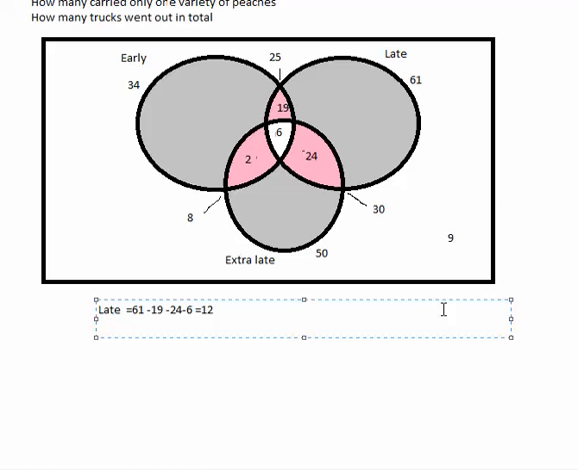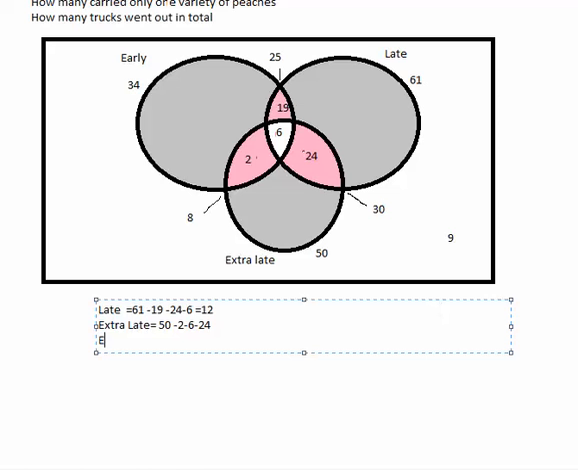Then we do the same for the extra late. The extra late will be 50 in total, minus 2 that carried early and extra late, minus 6 that carried all three, minus 24 that carried extra late and late.